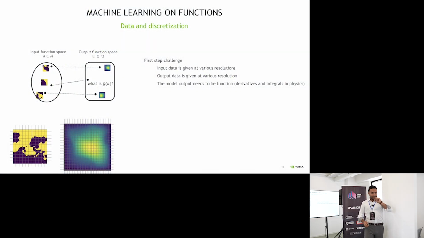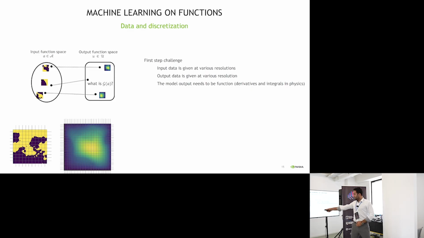So now, to answer your question more in depth. In machine learning on function spaces, the input is a function, output is a function, and I'm interested in learning an operator which maps the input function to output function. Okay? In practice, neither input function nor output function are given to me in an abstract functional way. They are given to me at some discretization.